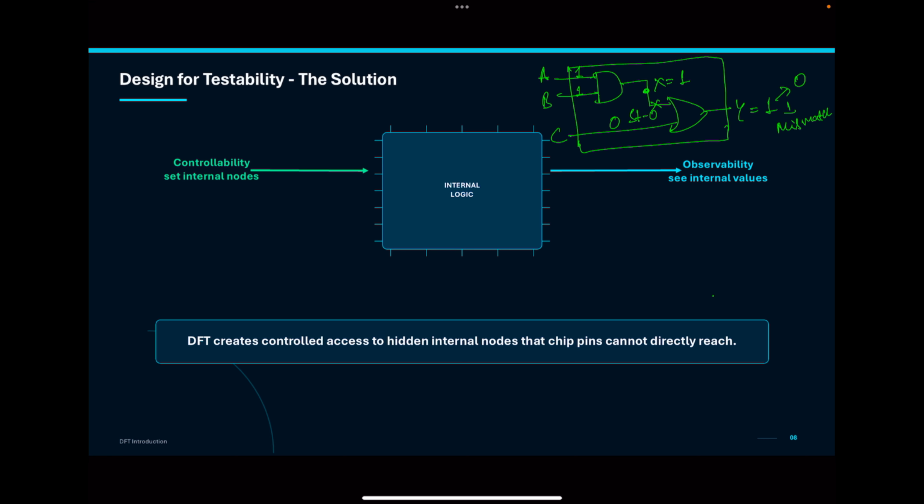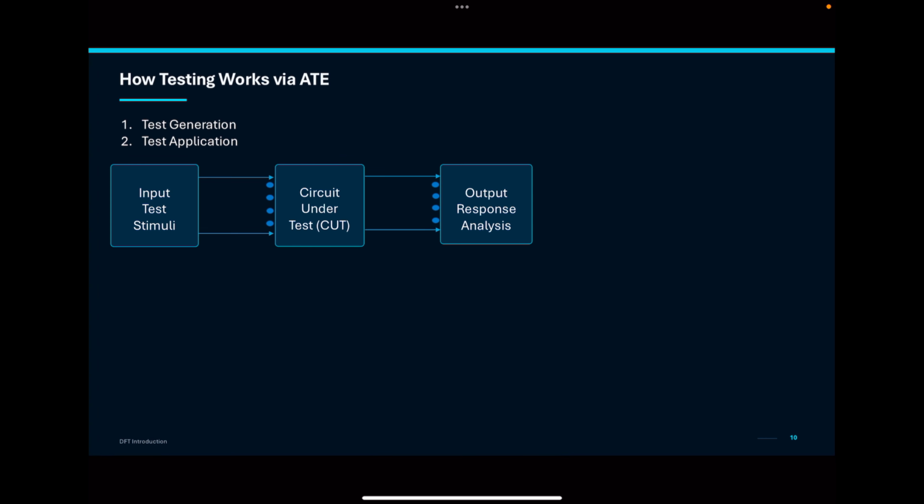Let me explain how testing is performed using automatic test equipment. There are two major steps here: test generation and test application. During test generation, the engineer creates a set of test patterns designed to exercise different functionality of the chip. Along with these patterns, the expected outputs are also generated and stored within the ATE system.